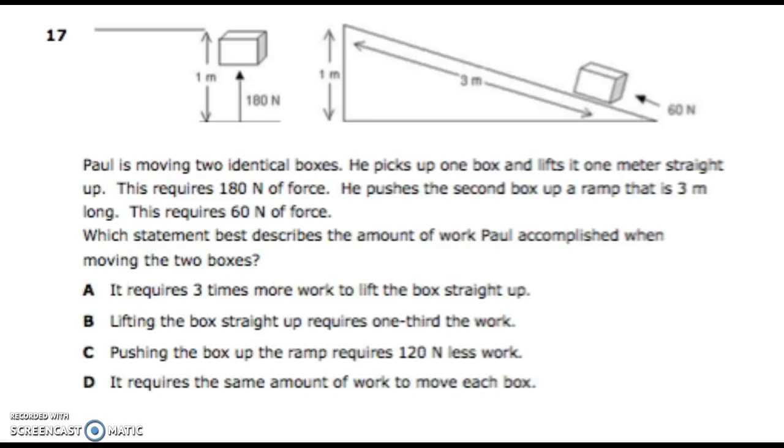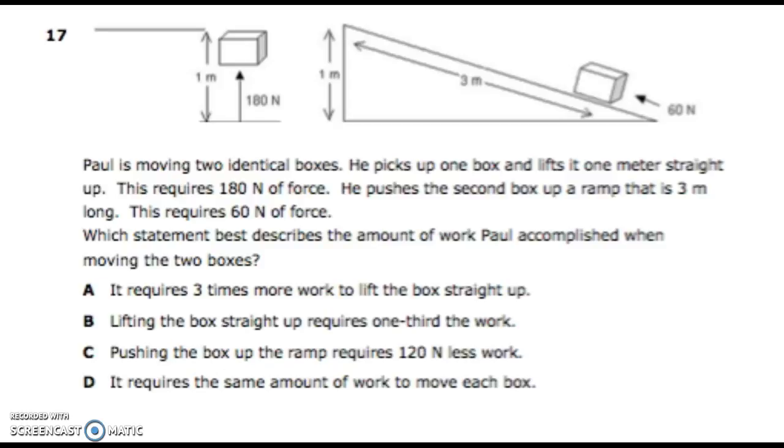Number 17. Paul is moving two identical boxes. He picks up box 1 and lifts it 1 meter straight up. This requires 180 N of force. He pushes the second box up a ramp that is 3 m long. This requires 60 N of force. Which statement best describes the amount of work Paul accomplished when moving the two boxes?